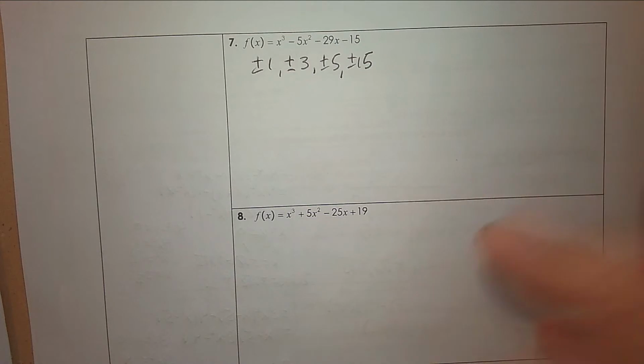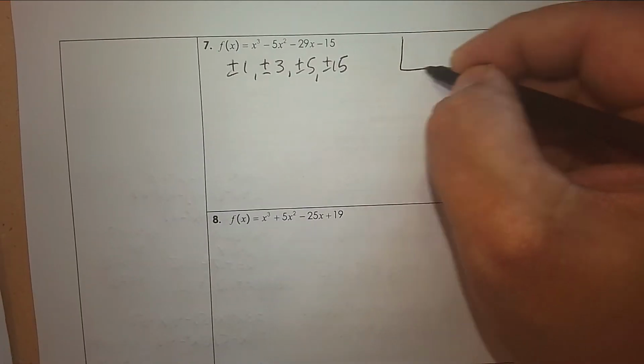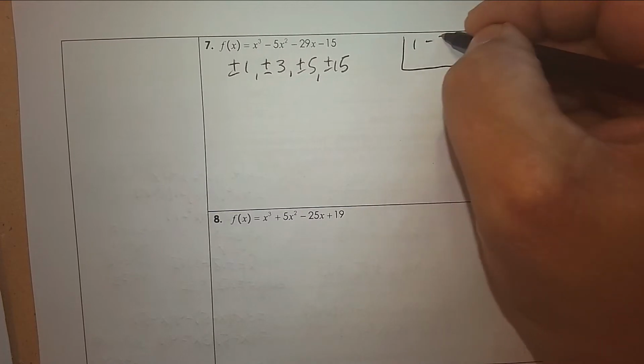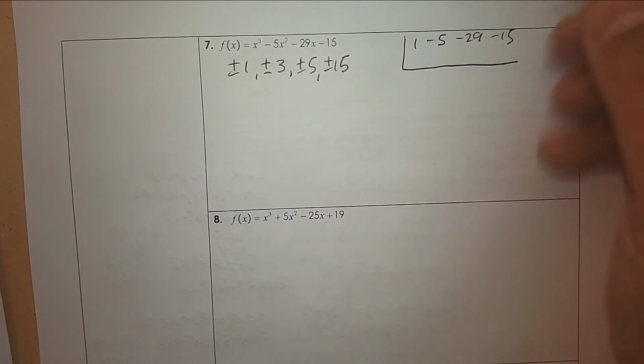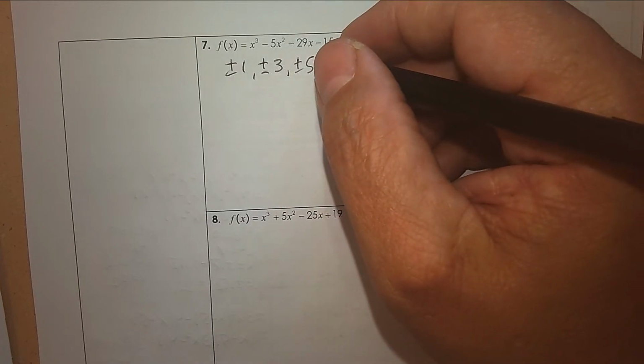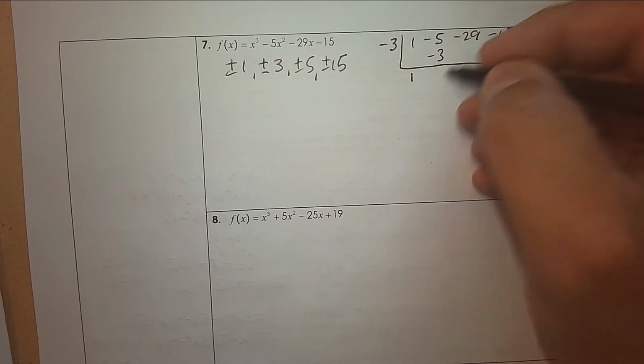So there's the rational zero list. I'm going to do synthetic division. So 1, negative 5, negative 29, negative 15. So positive 1 does not work. So another number, which one on the list? So I'm going to pick, I know it's negative 3.